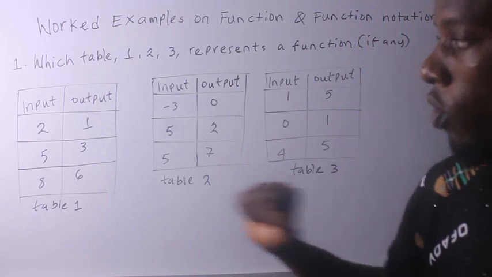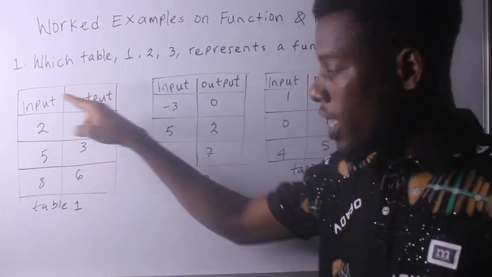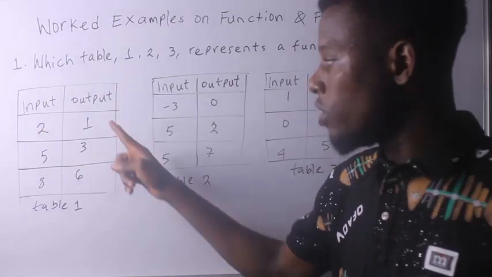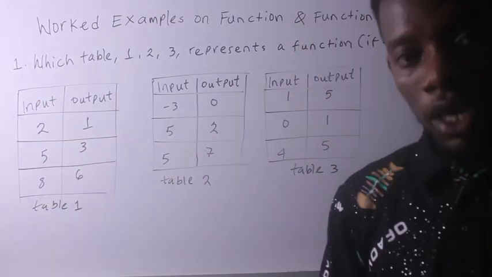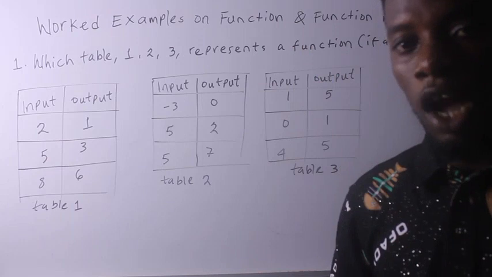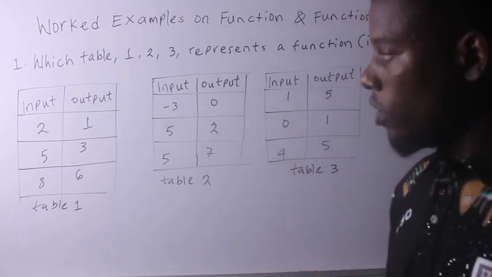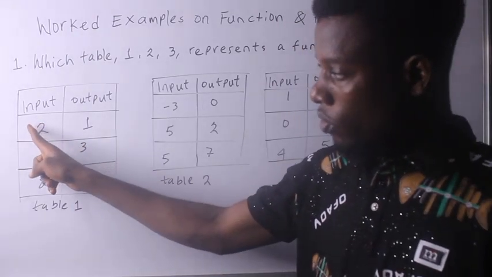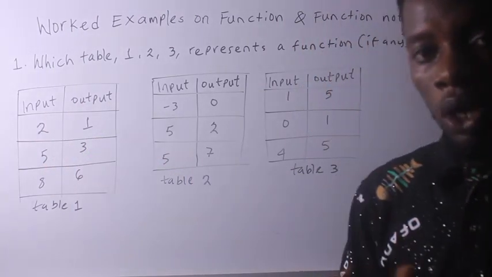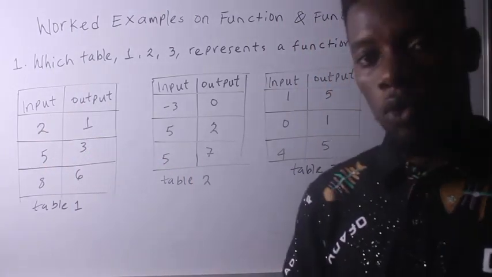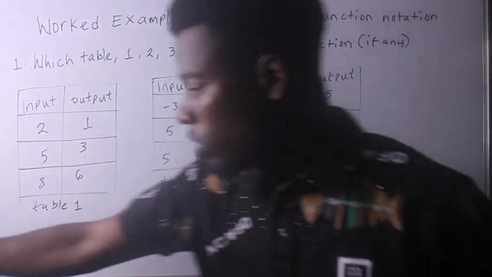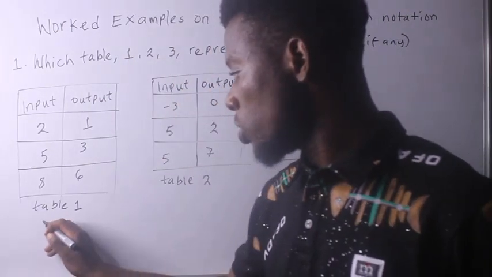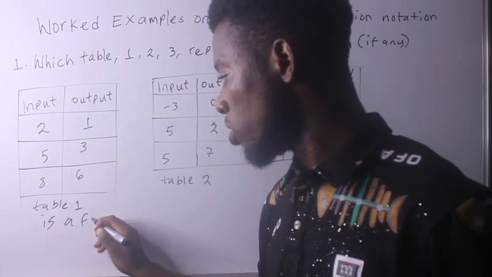So let's look at table 1. 2 is an input value and its output value is 1. 5 has an output value of 3. 8 also has an output value of 6. So because 2 has only one output value, 5 has only one output value, and 8 also has only one output value, therefore table 1 is a function.